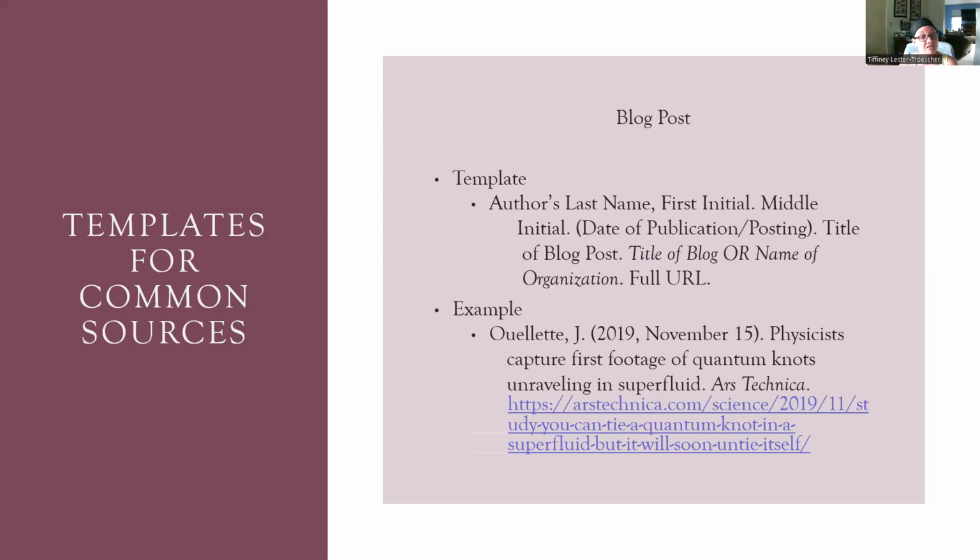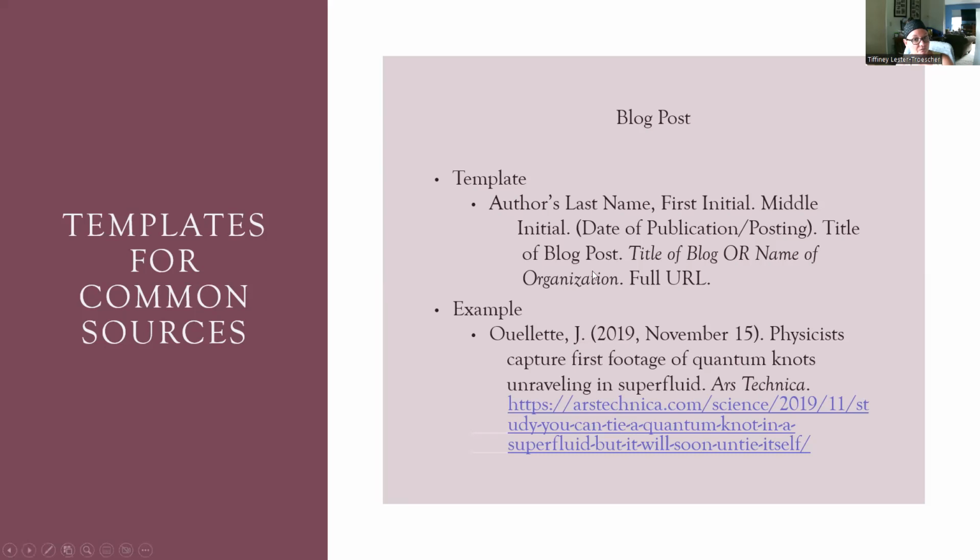There are some people, individuals, who create their own blog site, right? I, as Tiffany Lester Trosher, I could create my own blog site where I blog every day or every week or every month. So if it's a person, it will be the title of the blog. But if it's an organization that happens to have a blog on their website, then you put the name of the organization in italics, period, and then the full URL of where that blog is located.